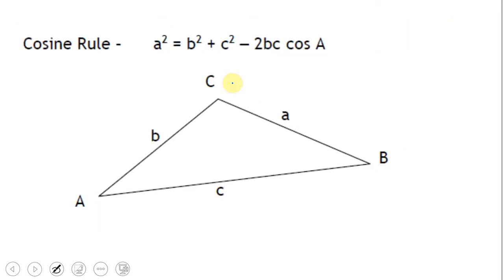The cosine rule is a squared is equal to b squared plus c squared minus 2b times c times cos of A, where the sides and angles are defined the same as in the sine rule, with the capital letter being the angle and the lowercase letter being the side opposite that angle.